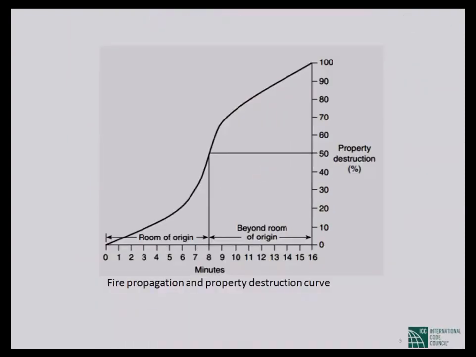Along with the life safety issue, there is another thing, property issues. Here you can see fire propagation in the building and the property destruction curve. Within 8 minutes it will flash over. When it flashes over, already about 50% of the property has been destroyed. Within 16 minutes, 100% of the property of that room will be destroyed. So if you have to design, you have to keep in mind this basic thing, how fast the fire will move.